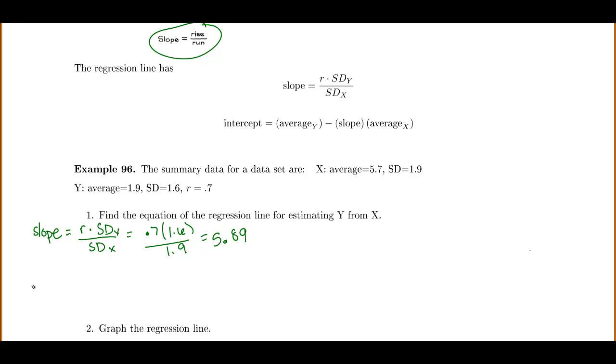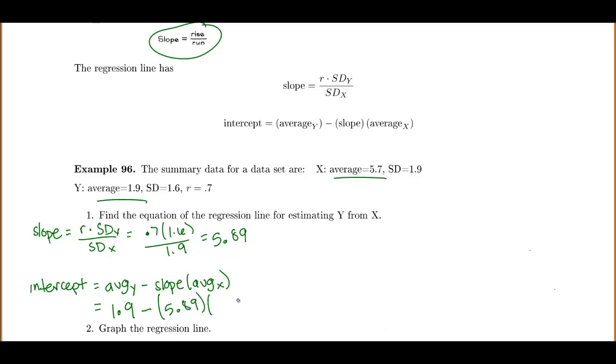So that's our slope. Now let's find our intercept. Our intercept, remember, is the average of y minus our slope times the average of x. So the average of y is 1.9 minus our slope, which is 5.89, times the average of x, which is 5.7.